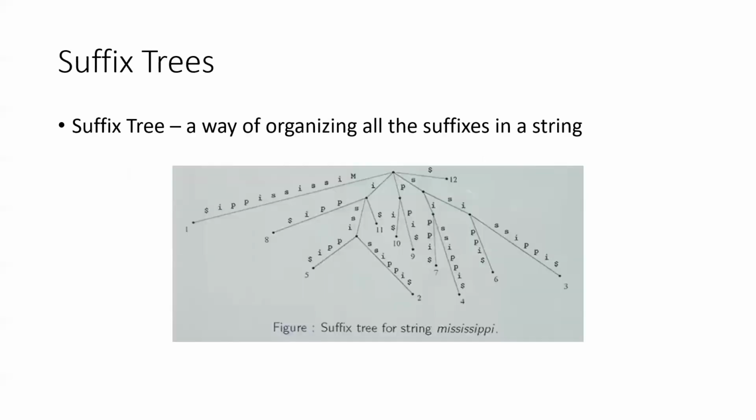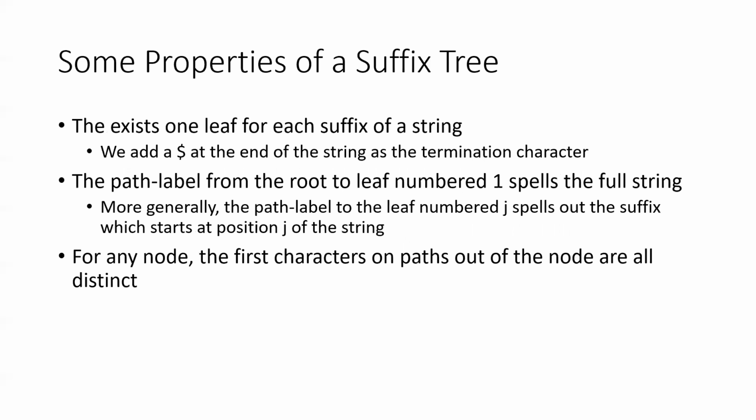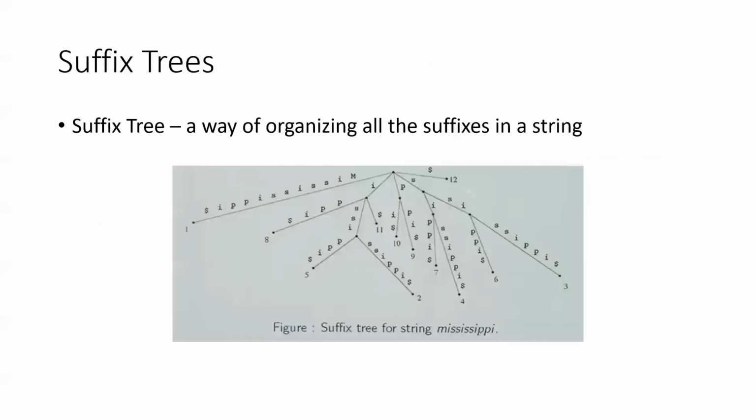So what are suffix trees? A suffix tree is nothing more than a way of organizing all the suffixes in a string. Some properties of a suffix tree: there exists one leaf for each suffix of a string. So depending on what position you start at, take the string Mississippi. This string has 12 characters in it, so hence there are going to be 12 suffixes for the string. So if you count all the leaf nodes, you will have 12 leaf nodes, one for each suffix.